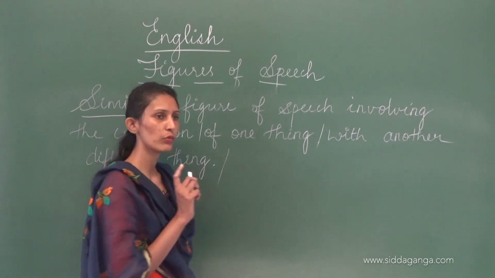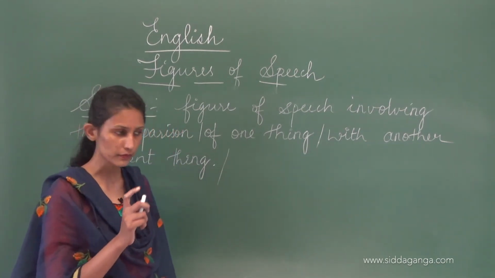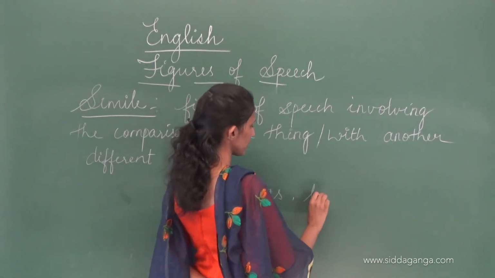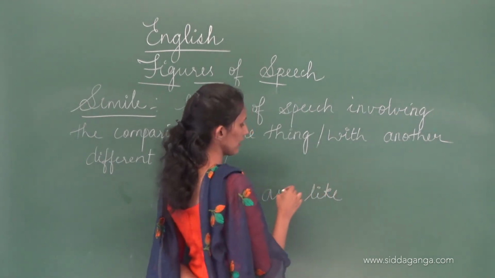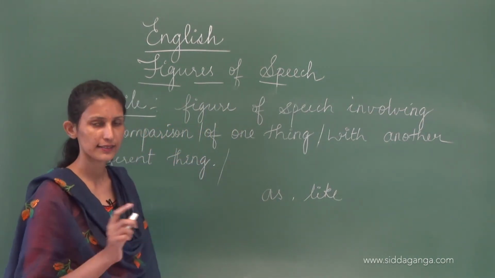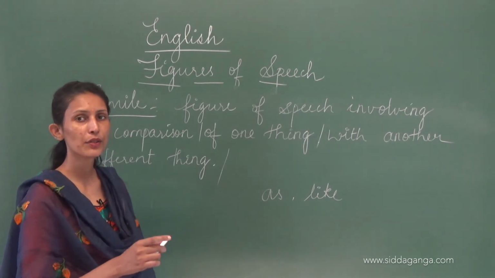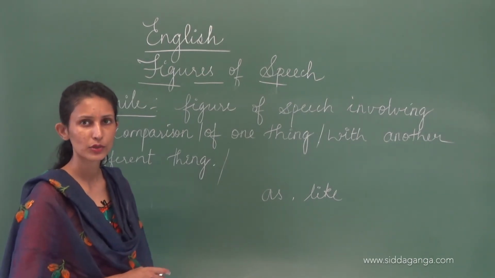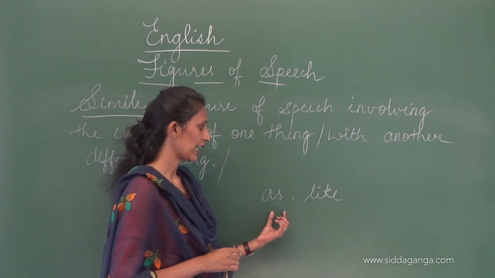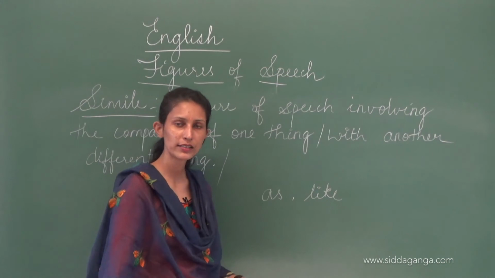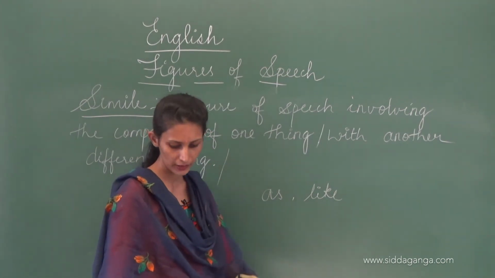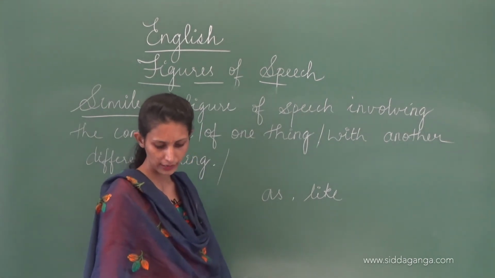Now there are certain words that you can always keep in mind in order to identify a simile: as and like. He is as good as. She is beautiful like the peacock. She is dressed beautifully like the peacock. Two words, as and like, can make a simile. Alright, I can give you another example.